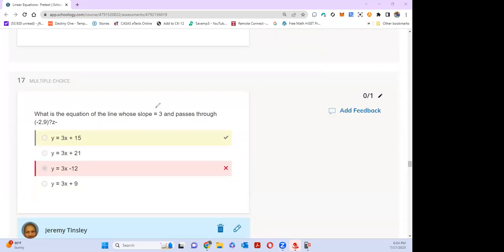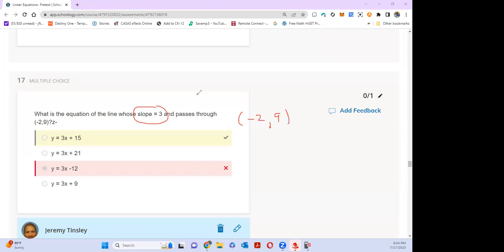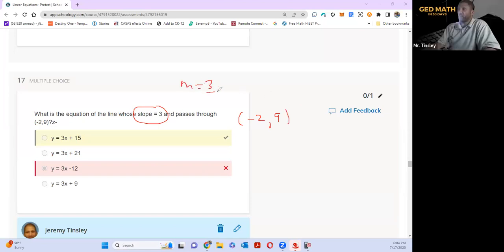For example, slope is 3/1. You've got a point, -2 and 9. Since my slope is 3, which is the same as 3/1, which is the same as change in y over change in x, my y is going to change by 3 and my x is going to change by 1. So my second point is going to be -1 and 12.